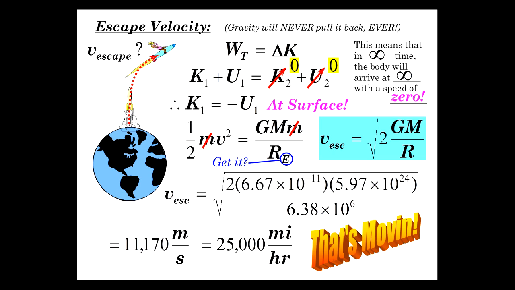But notice how wonderfully easy this was to solve. Total work is delta K. The kinetic and potential at position 1 is the same as at position 2. Now that position 1 could be anywhere along the trajectory underneath infinity, so to speak. And no matter where it is, K1 equals minus U1. It was only at the surface in this case. So we can set these expressions equal to each other, and the radius is whatever position you are at. In any case, then the escape velocity from that position between 0 and infinity is given by this.